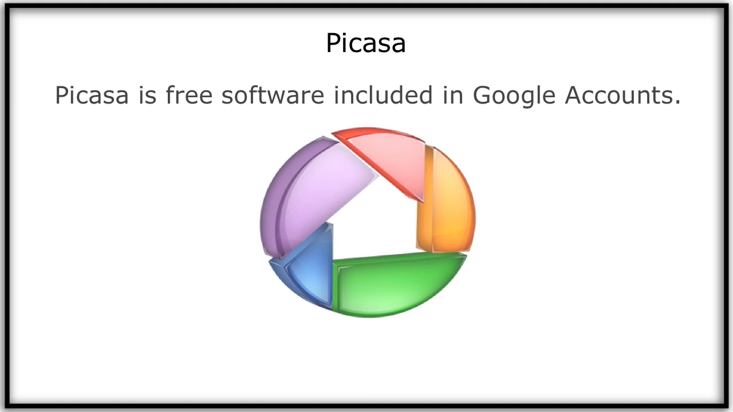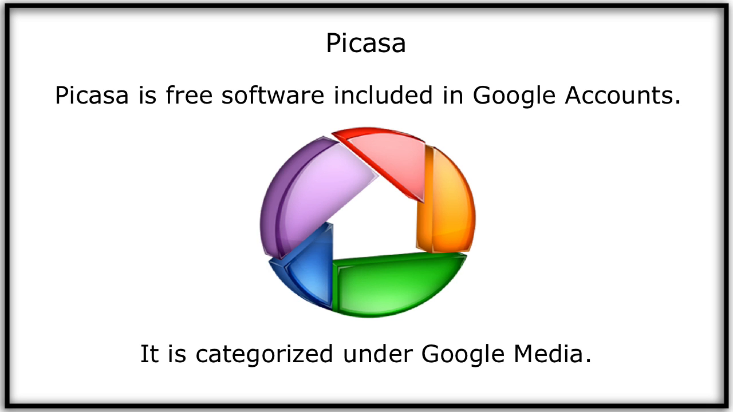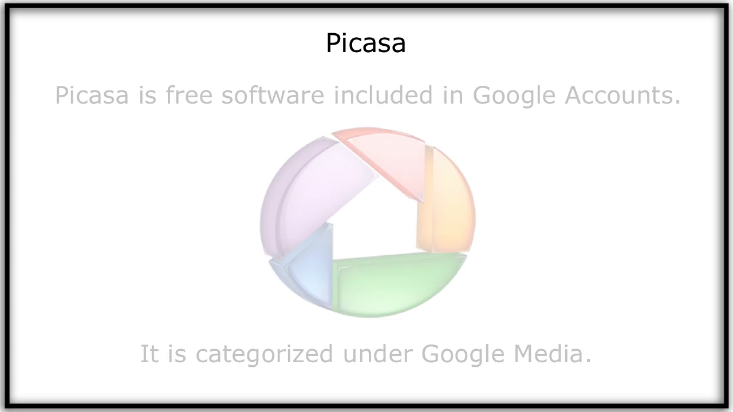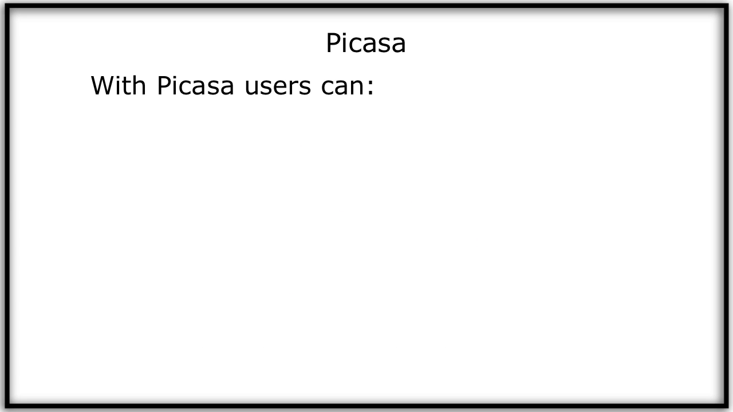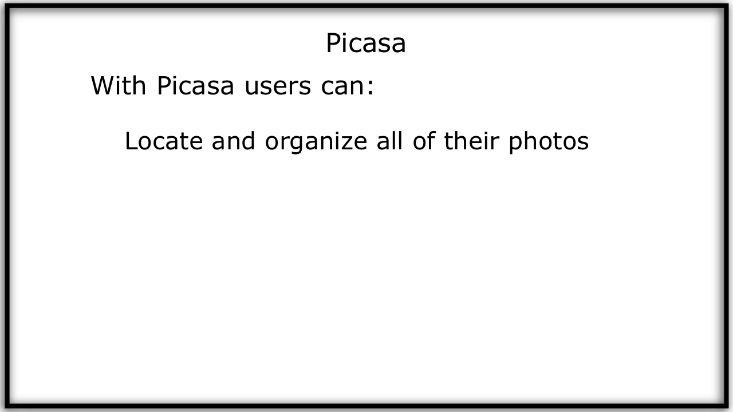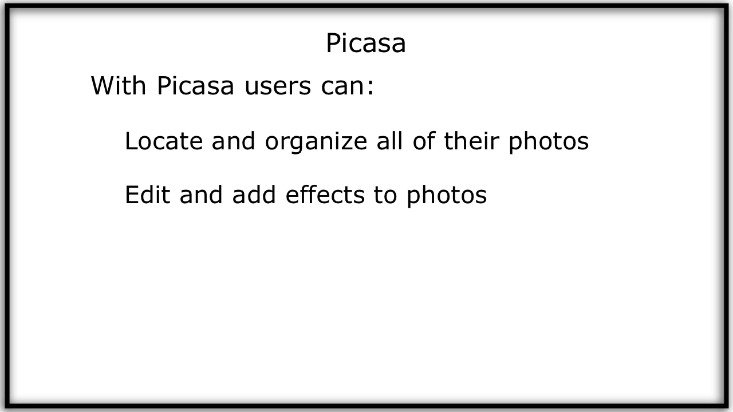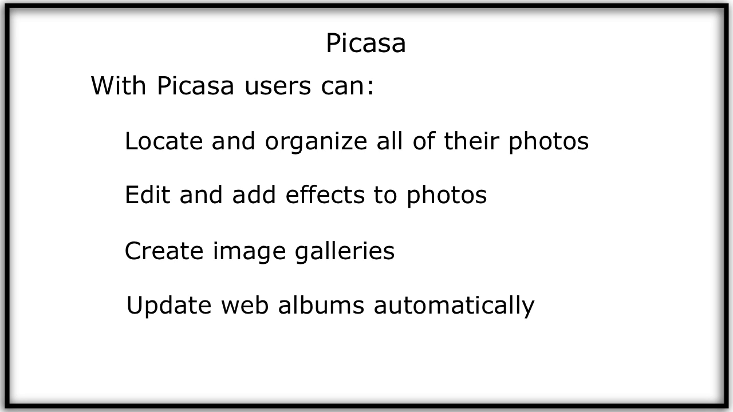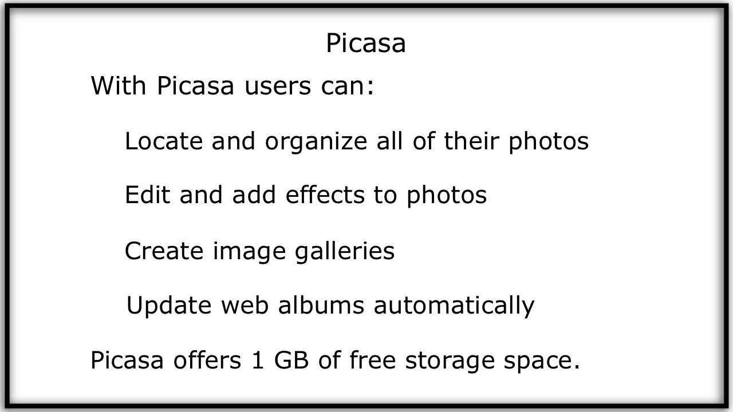Picasa. Picasa is free software included in Google accounts and categorized under Google Media. With Picasa, users can locate and organize all the photos present on their computer, edit and add effects to photos, create image galleries that can be embedded in other Google documents, and update web albums automatically. Picasa offers 1 GB of free storage space.